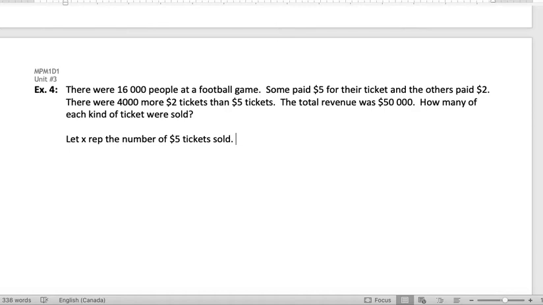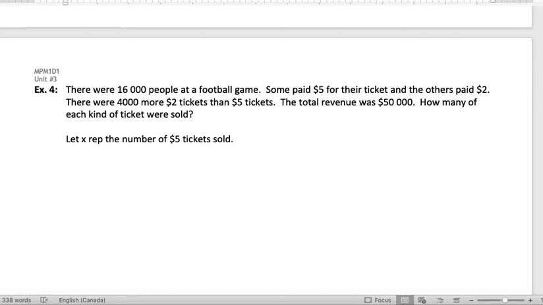I know I didn't do a lot of explaining why, but I'm going to go back and explain it now. So we know that there are a total of 1,600 people at the football game. We know that some people paid $5 and others paid $2. There were 4,000 more $2 tickets than $5 tickets. So the comparison is with the $5 tickets. Nothing is happening to that $5 ticket. So that's why we're calling X the $5 ticket.